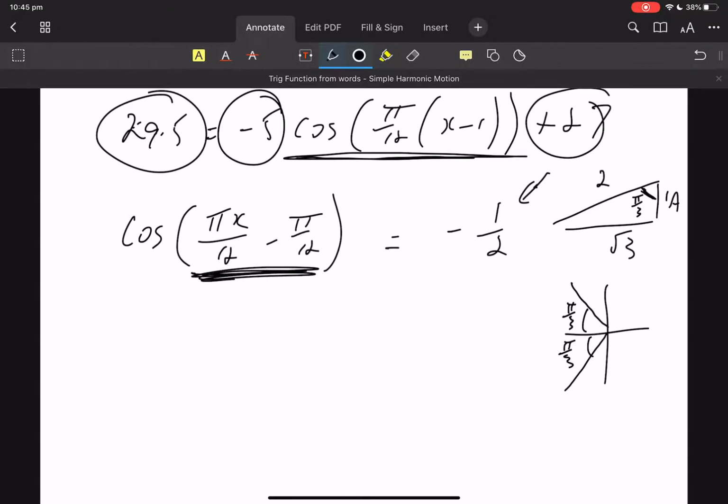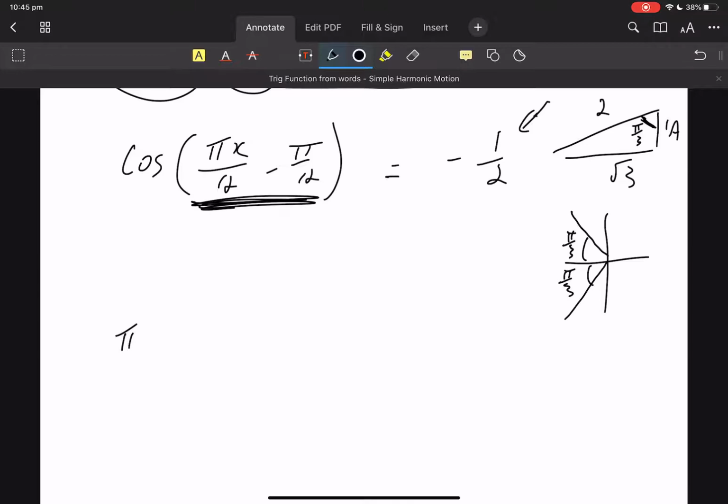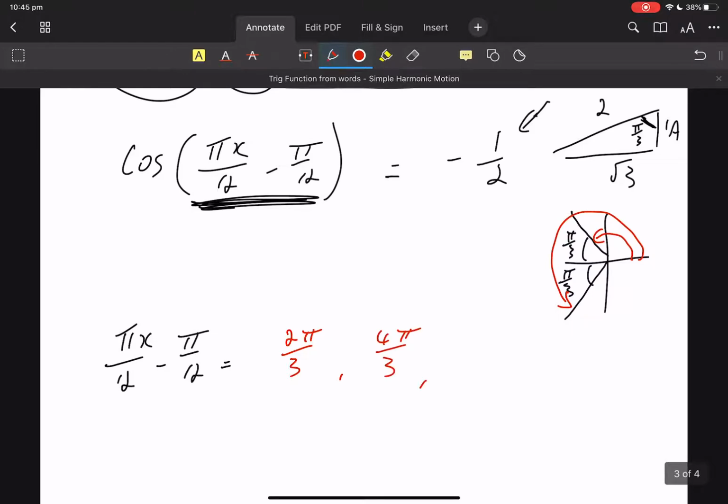So see this bracket? Pi x on 12 minus pi on 12 could equal that. What's that? 2 pi on 3. It could equal that. That would be 4 pi on 3. I could keep going. What's that? That would be 8 pi on 3, etc., etc., etc.